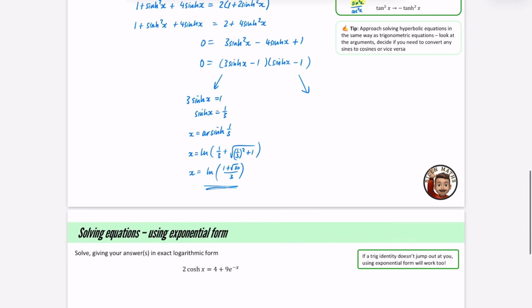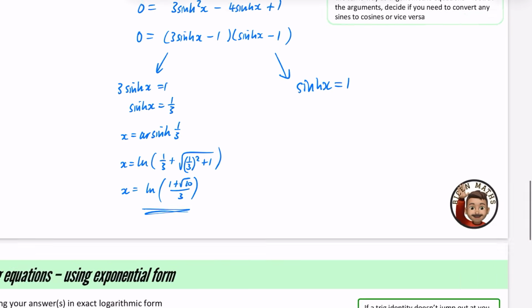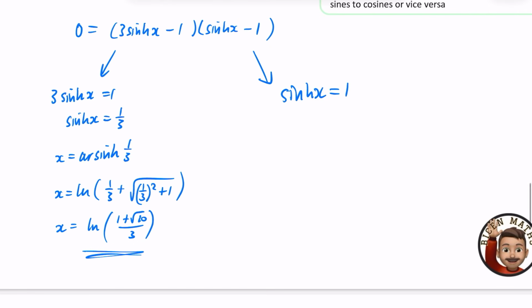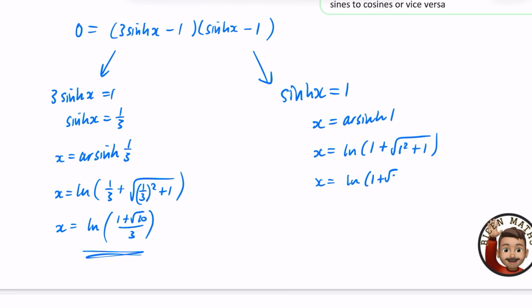And then for this one, we just have that sine x is equal to 1. So if sine x is equal to 1, this means that x is equal to arcsine 1. In other words, x is the ln of 1 plus the square root of 1 squared plus 1. So x is equal to the ln of, what's that going to be? 1 plus 1, that's root 2. 1 plus root 2. Ln of 1 plus root 2 for this. Yep, I think that's the right answer I was looking for.